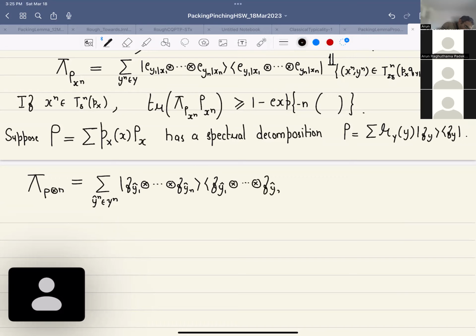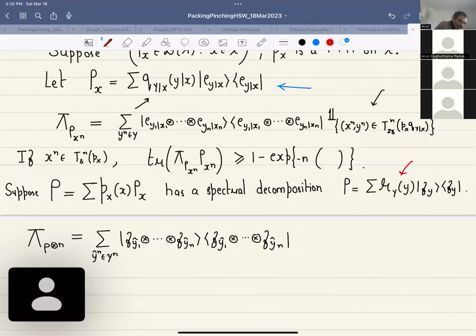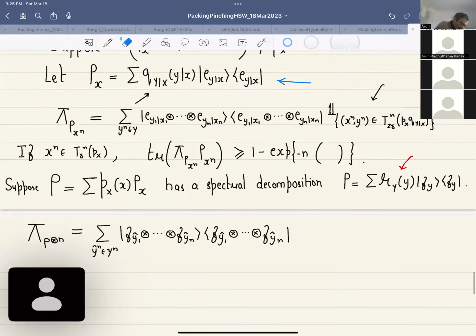And what are all those y hat n's that I take? Well, I'm going to take those that are typical with respect to this distribution Ry. I'm not going to take this distribution, compute the marginal, and then look at that. No, I'm not going to do that. All that I'm going to do is find rho, do the spectral decomposition, and whatever R I get, I'm going to do with that, right?